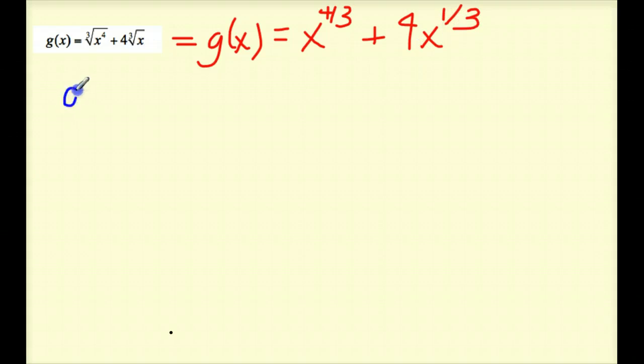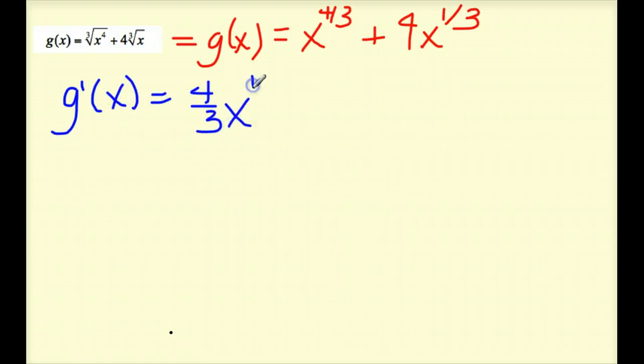So let's take this derivative. I get g prime of x is equal to 4 over 3 x to the 1/3 plus 4 over 3 x to the negative 2/3. Right?